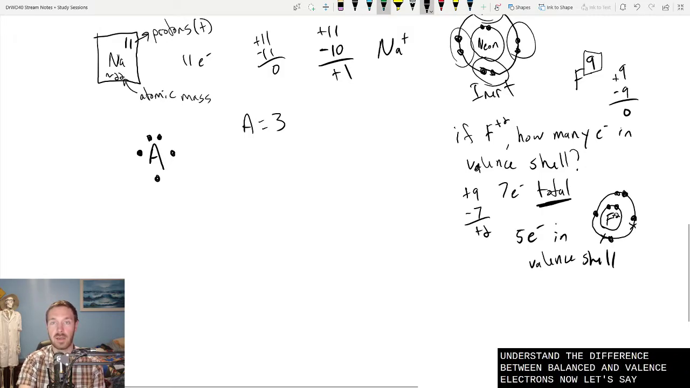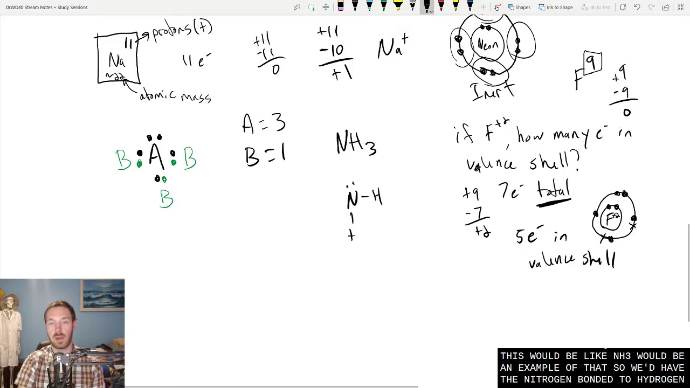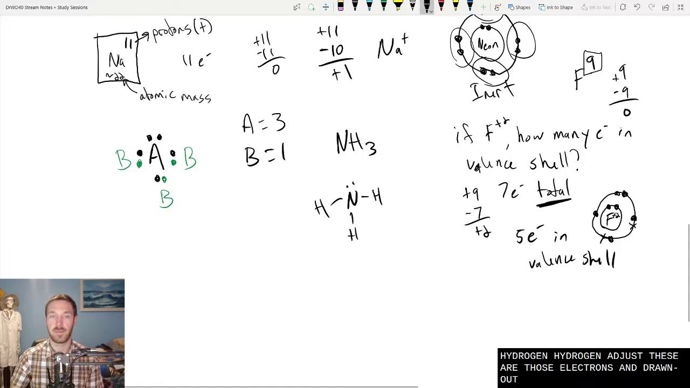Now let's say something else bound to this, and this is B. And the green represents the electron that belongs to B. So now B, the valence of B is equal to 1. So this would be like NH3 would be an example of that. So we'd have the nitrogen bonded to hydrogen, hydrogen, hydrogen. These are those electrons then drawn out.